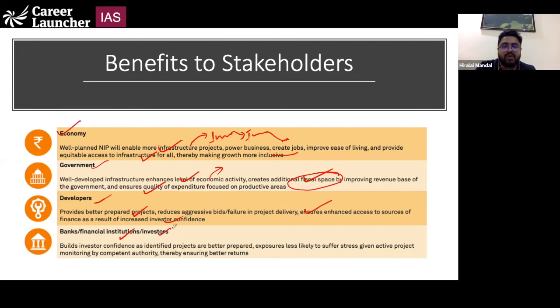Similarly, the banks will get various projects to fund, and in a way they can get the return. Since it will be funded by the banks, the banks will get enough opportunity to do business in the country.